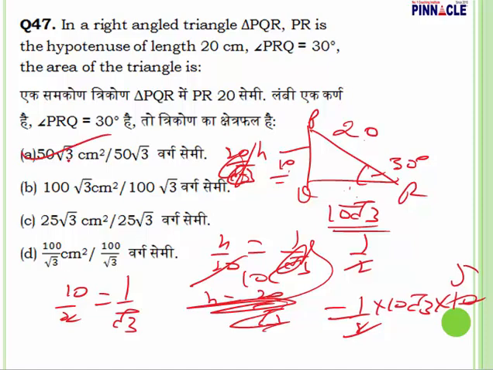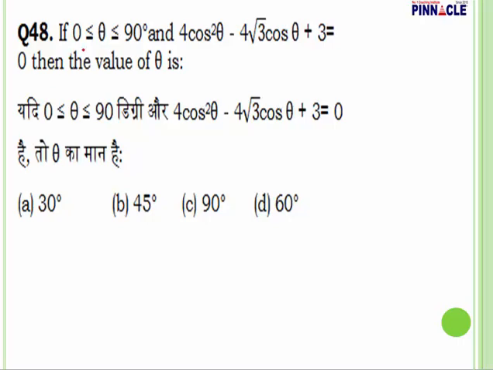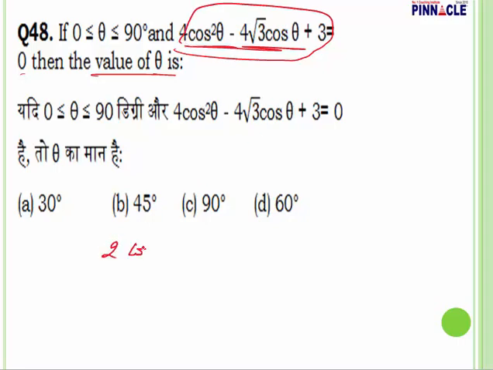Answer is A. Question number 48, it is given 4 cos square theta minus 4 root 3 cos theta plus 3 is equal to 0. Then the value of theta we have to find. So from here clearly we can see this is the square of something. And what can be the square? It can be the square of 2 cos theta minus root 3. If you do the square of this, you will find 4 cos square theta, then plus 3, and then minus 2 into 2 cos theta into root 3, that is 4 root 3 cos theta. Now this is equal to 0.